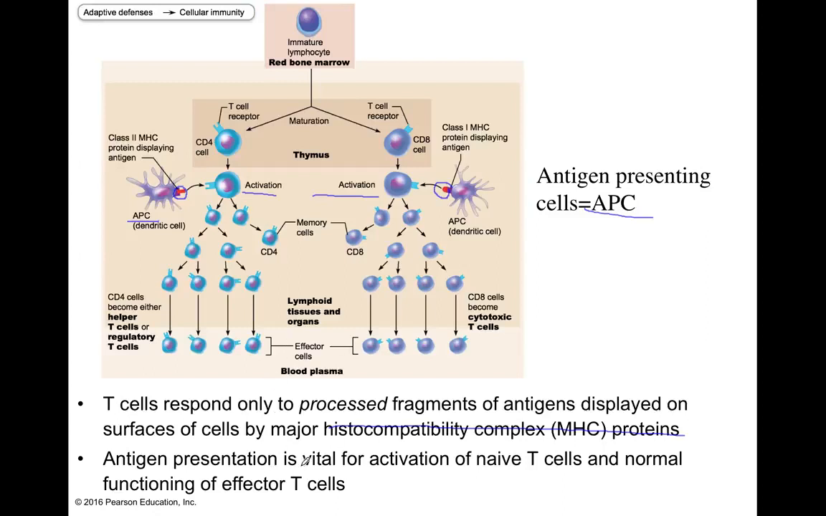When antigen are presented, as you can see here and here, then the naive cells become active, and then they start to proliferate, which basically means make copies of themselves. And those copies form your effector T cells.